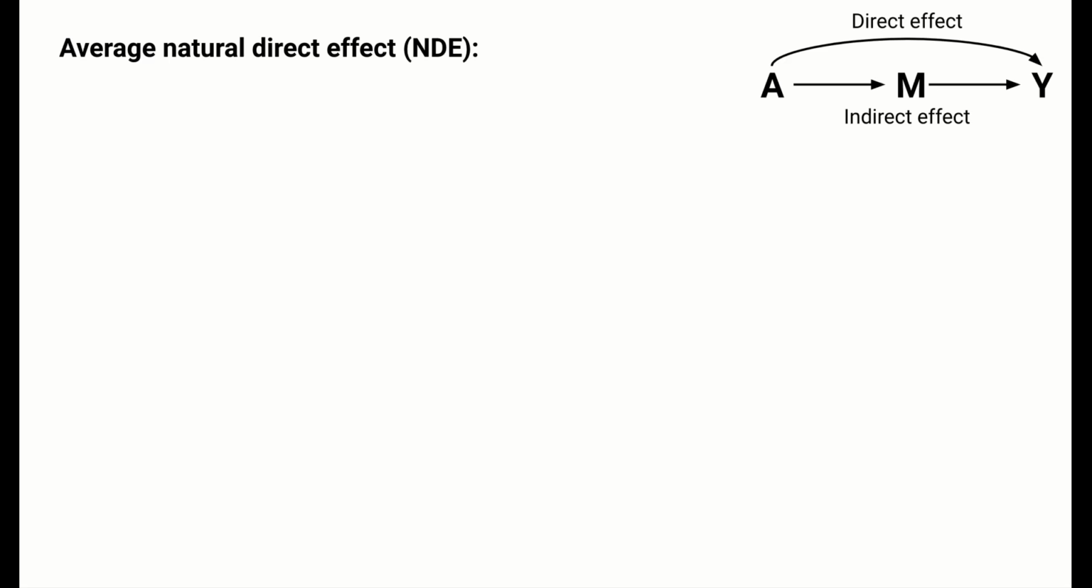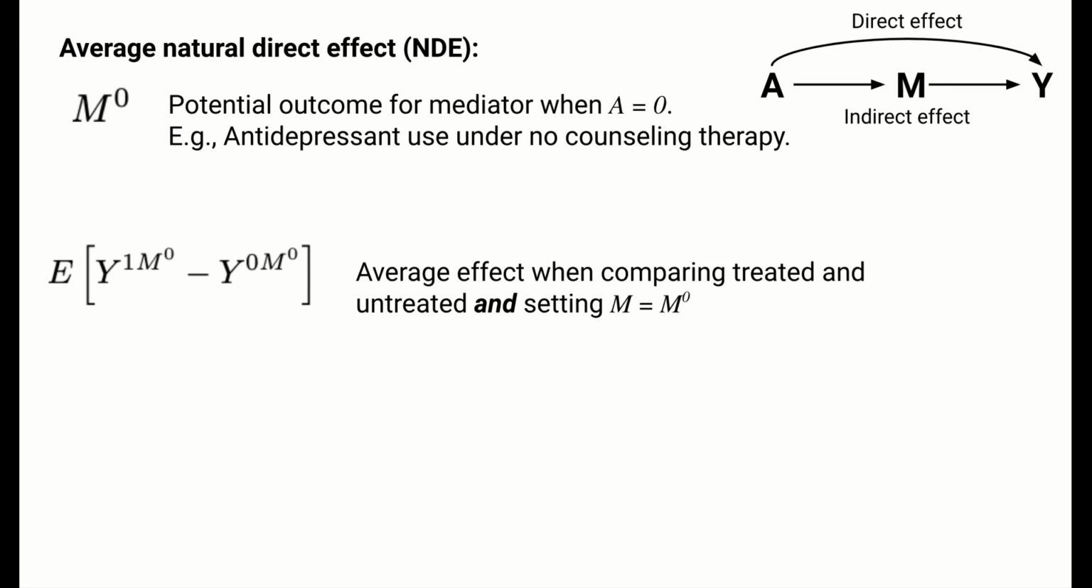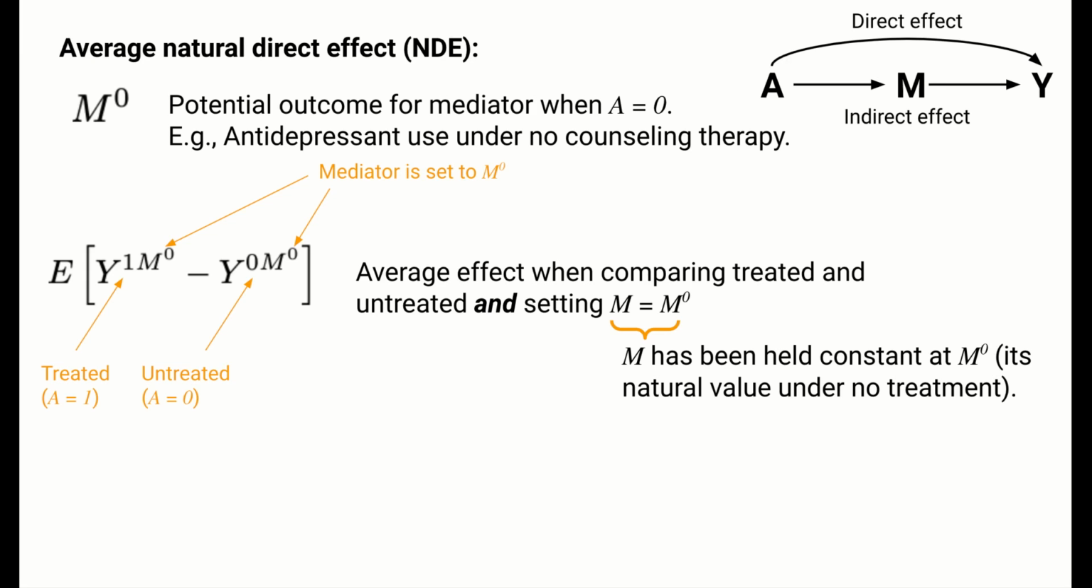Let's look at one of the natural direct effects, NDE. We can define two of these, as we'll see in just a moment. To define this, we'll need to use M0, the potential outcome for the mediator under no treatment. This is the antidepressant use that would result under no counseling therapy. This NDE is the average effect when comparing the potential outcomes under treatment and under no treatment, and when the mediator has been set to M0, which is its natural value under no treatment.